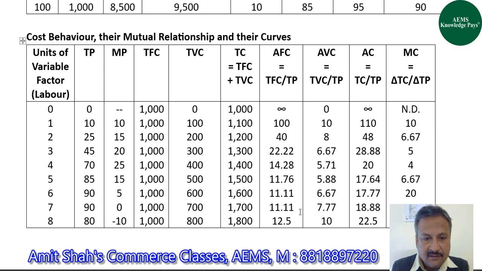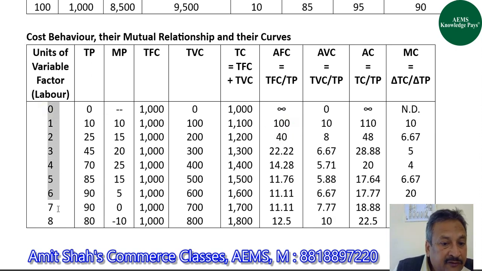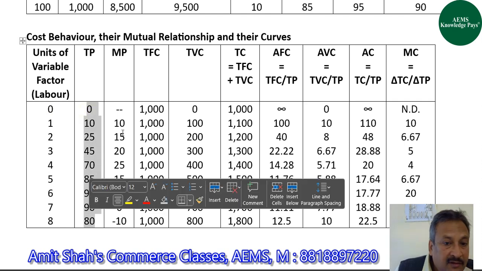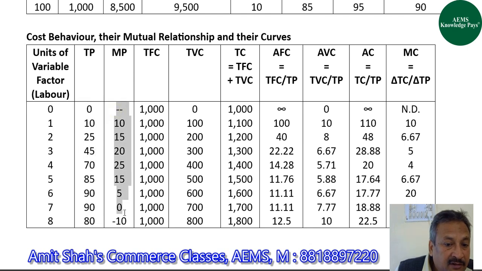11.76. You all have understood, four of you, Manvi, how I have done the calculation. See, this is the number of laborers, right? This is TP. This is marginal product.